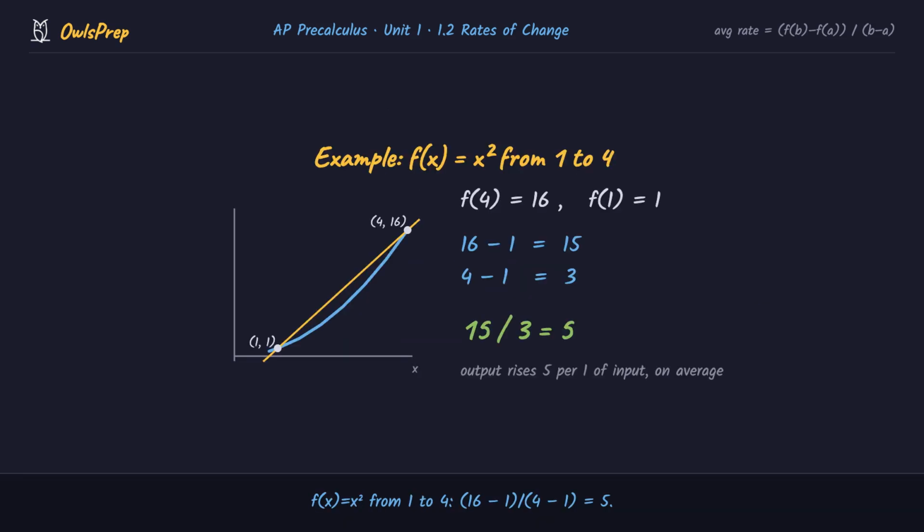Say f of x equals x squared. What's the average rate of change from x equals 1 to x equals 4? f of 4 is 16, and f of 1 is 1. So it's 16 minus 1 over 4 minus 1. That's 15 over 3, which equals 5. Over that interval, the output rises 5 units for every 1 unit of input, on average.